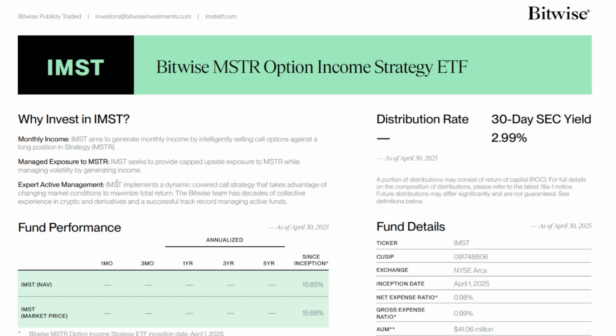So hopping right into the fact sheet for IMST, it says why invest in it? Monthly income. IMST aims to generate monthly income by intelligently selling call options against a long position in Strategy MSTR or MicroStrategy stock. It then says manage exposure to MSTR. IMST seeks to provide capped upside exposure to MSTR while managing volatility by generating income. Next, it says expert active management. IMST implements a dynamic covered call strategy that takes advantage of changing market conditions to maximize total return. The Bitwise team has decades of collective experience in crypto and a successful track record managing active funds.